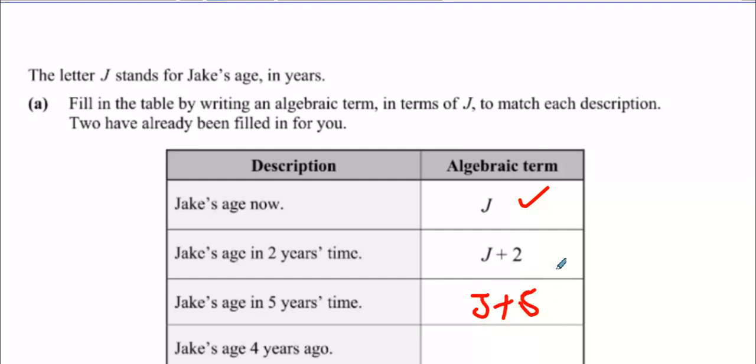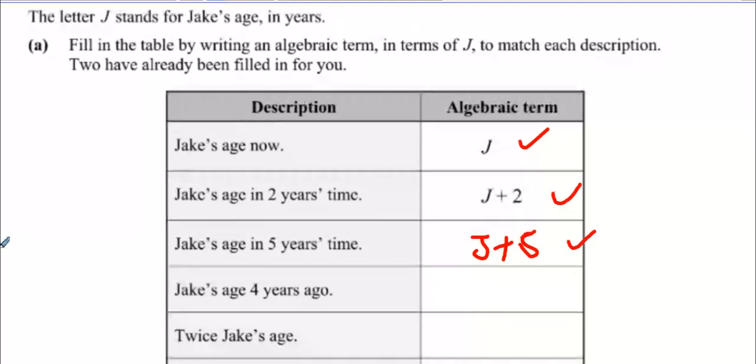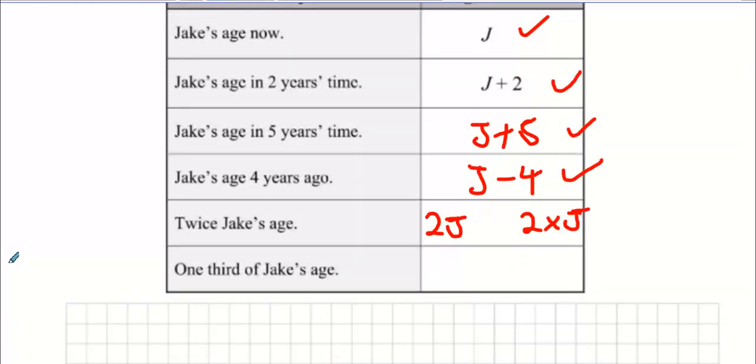J plus 5. Okay, and 4 years ago, so 4 years in the past, not in the future, is J minus 4, but yeah, you get the gist. What do you need to do if you want to double your age? You multiply by 2. So the answer would be 2J, or some of you wrote 2 multiplied by J, 2 multiplied by Jake's age. 2J is the better one.